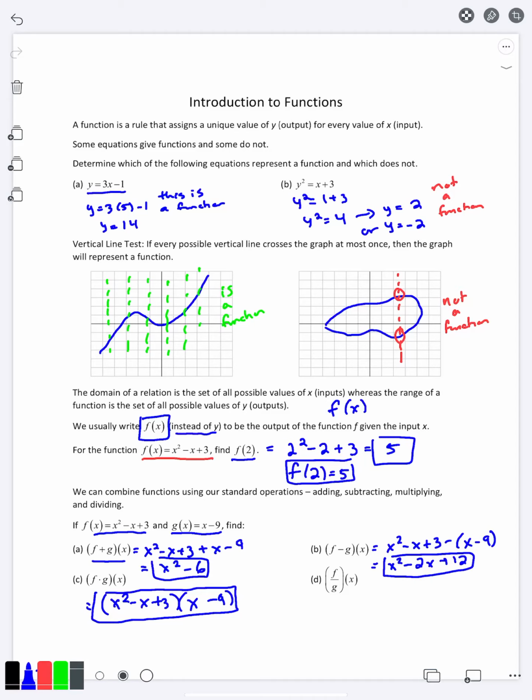And then the last one, division here. We just divide the two formulas we have, and we get this. So this is just a quick overview of some of the basic things you can do with functions. In the next video, we're going to talk more about things like the domain and so on, which is also very crucial with functions.